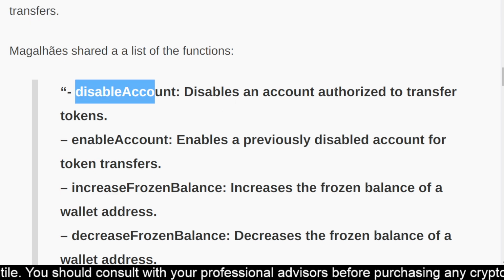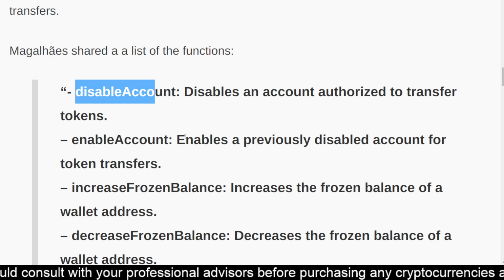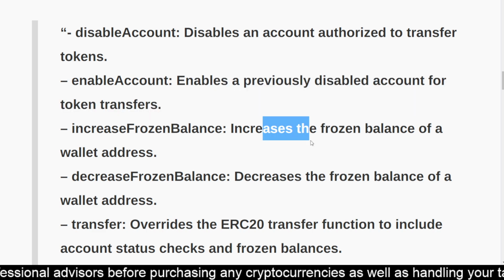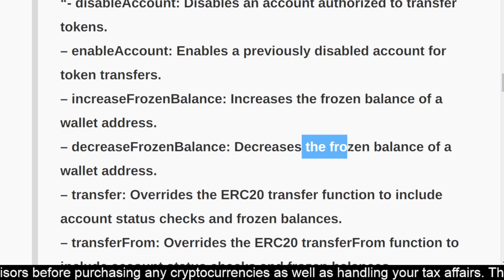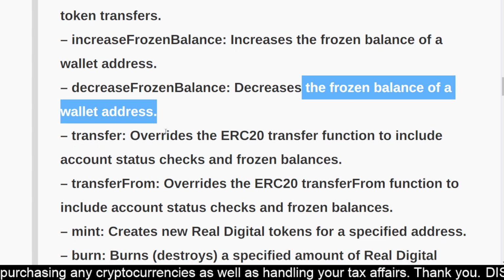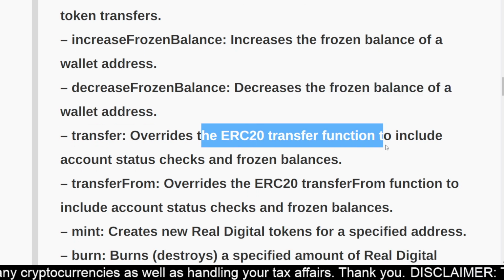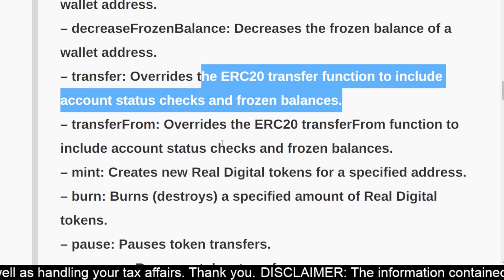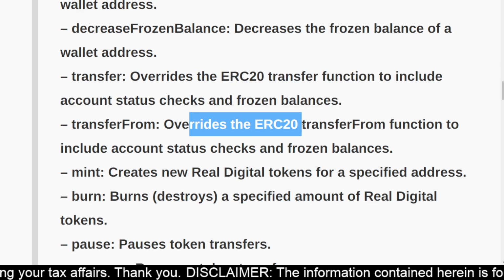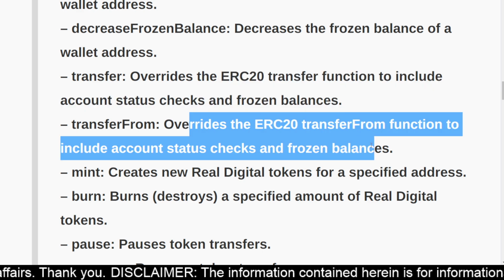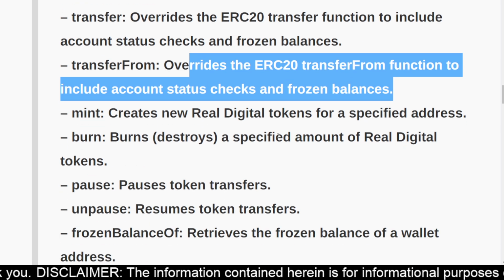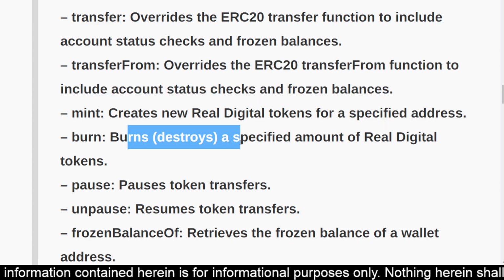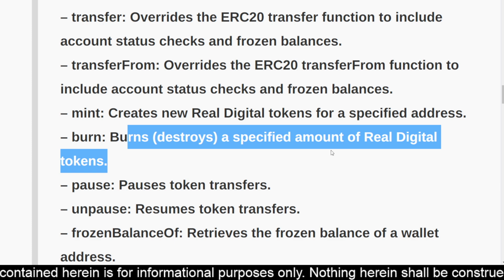Disable account: disables an account authorized to transfer tokens. Enable a previously disabled account for token transfers. Increases the frozen balance of a wallet address. Decreases the frozen balance of a wallet address. Overrides the ERC20 transfer function, ERC20, interesting, to include account status checks and frozen balances. Overrides the ERC20 transferFrom function to include account status checks and frozen balances. Creates new real digital tokens for a specified address. Burns, destroys a specified amount of real digital tokens.